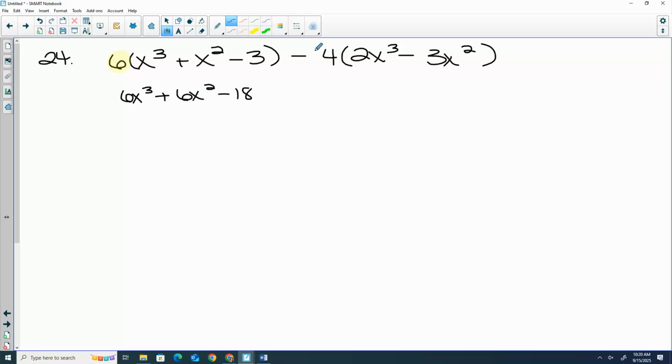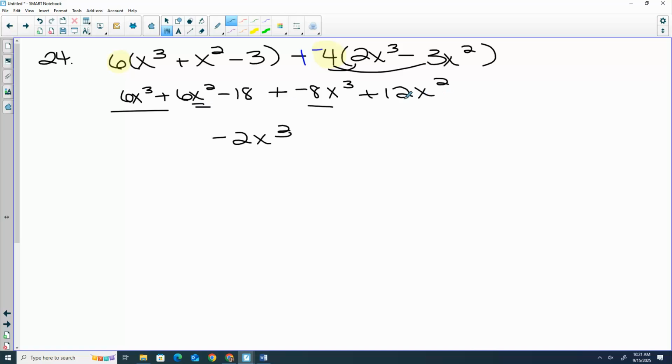What would I distribute on this one? The thing that people miss is they drop that sign in between the two. This is still, we're just adding these. So negative 8x cubed plus 12x squared. So now it's just adding like terms. So negative 2x cubed plus 18x squared.